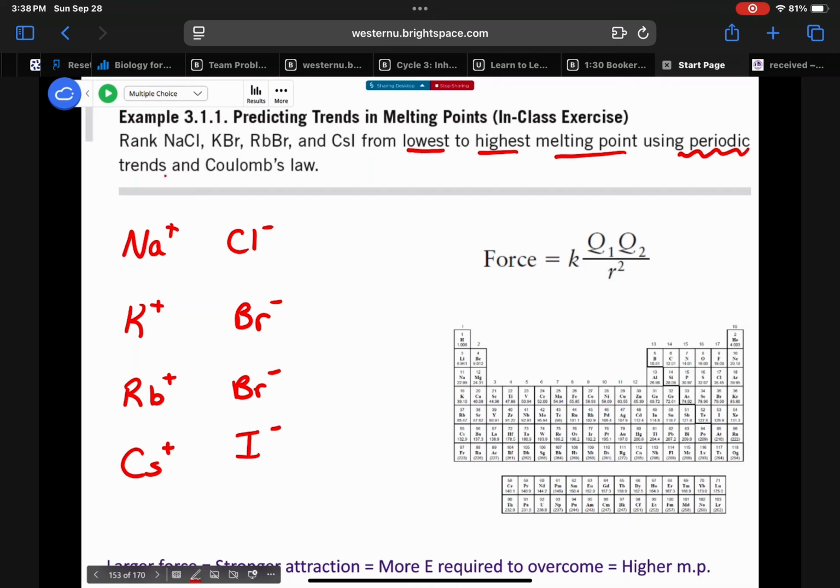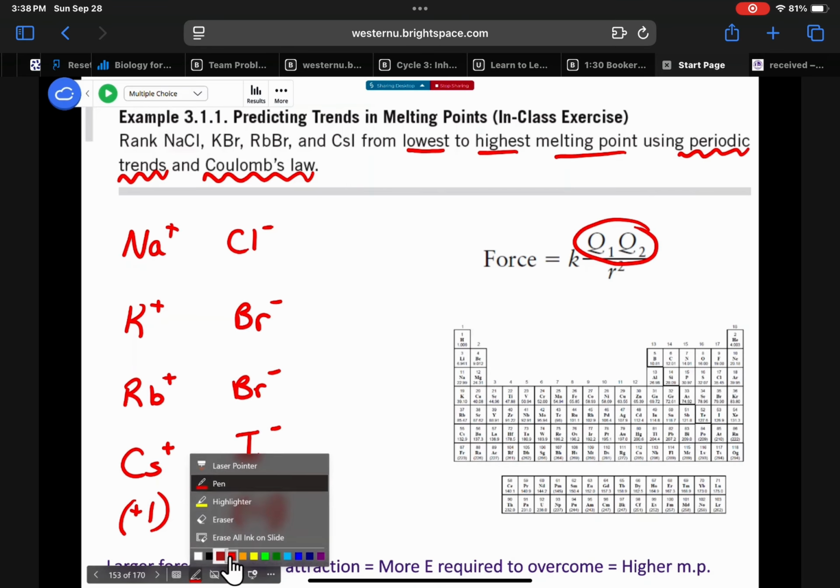Well, we can see on the left, each of these cations has a +1 charge. Each of the anions has a -1 charge. So the Q1 and Q2 for each of these ions is the same. I can't differentiate or predict the melting points by looking at the changing charges. Maybe a different problem I could, but right now I can't.